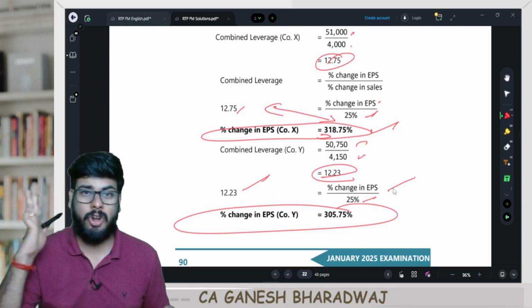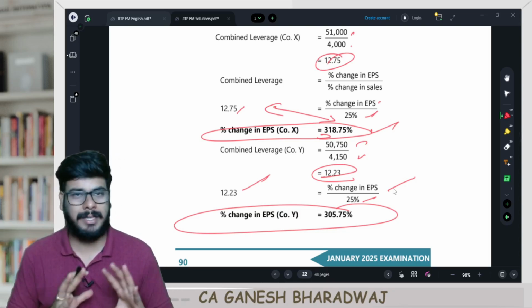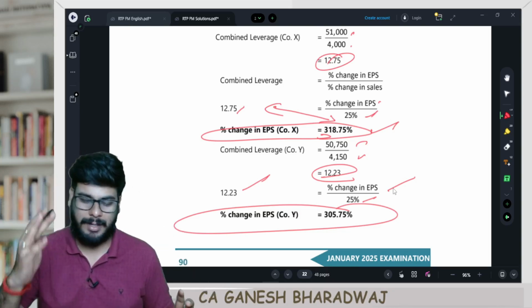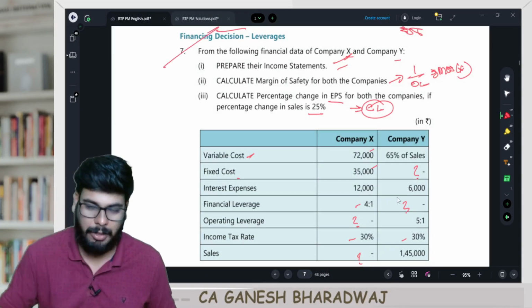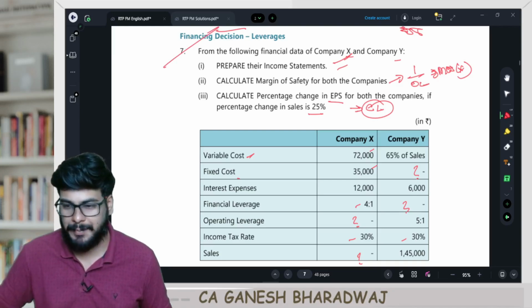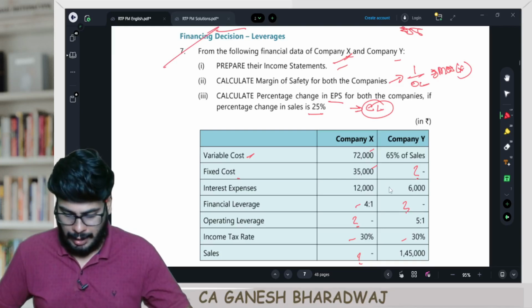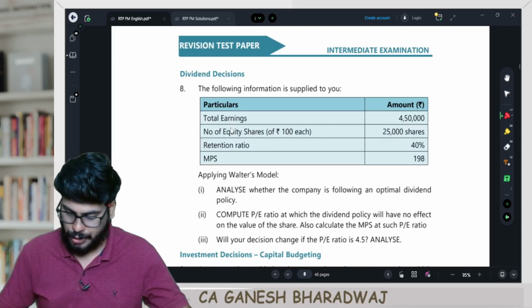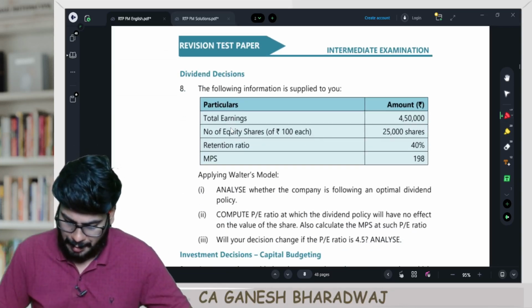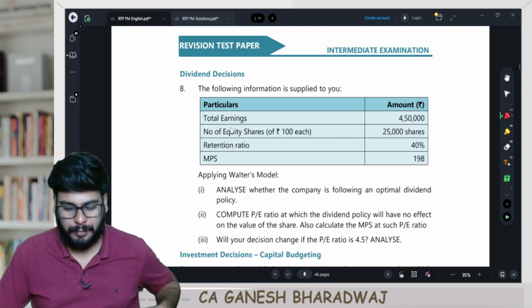It's a very, very normal question. So the degree of complexity is not there. It's a pretty much straightforward question which you can just go ahead and solve. Right? With that, we have finished this particular question number 7 on leverages. Now, let's move on to the next question. This question is from the chapter Dividend Decisions. Right? So now, let me just quickly read out the question for you.